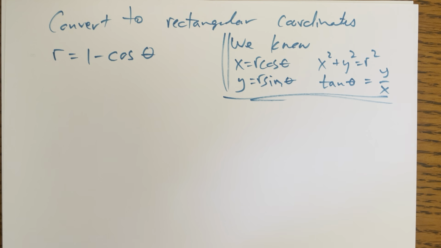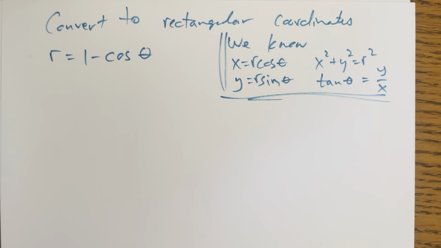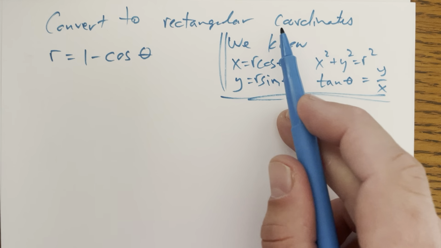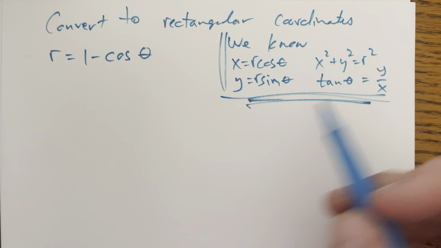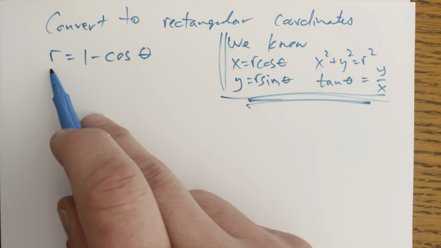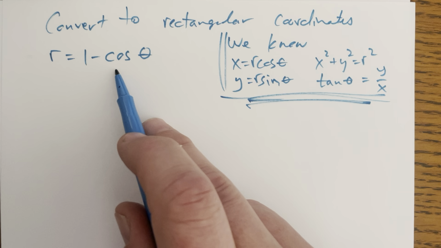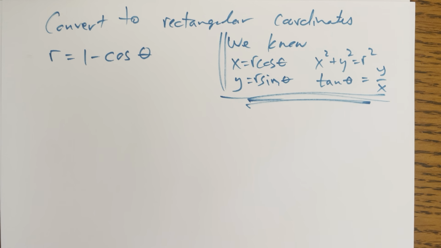All right, let's work another example here. r equals 1 minus cosine theta. We want rectangular coordinates instead of polar coordinates. So again, we're going to try to manufacture this stuff. Okay, so if we've got r squared, we can substitute that. So that looks like that. And now I've got cosine theta. So I need to get something with r cosine theta.